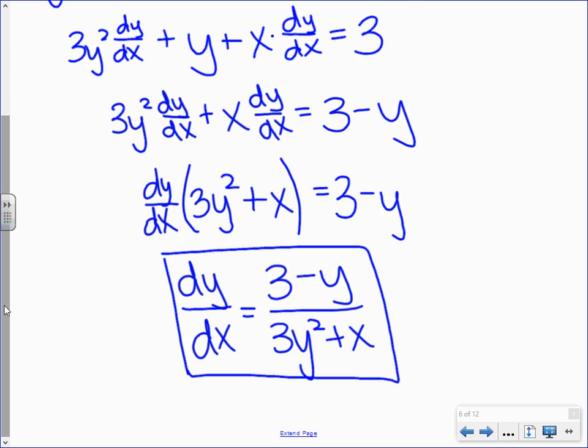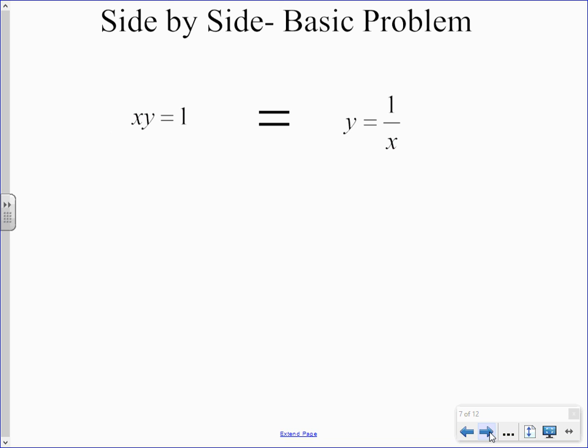All right. I have two equations that I've written down. What is true about those two equations? They're equal. They're the same thing, right? x times y equals 1 is the same as y equals 1 over x. Do you agree? The only difference is this one is written implicitly and this one is written explicitly. So I want to talk about the difference in taking these two derivatives.